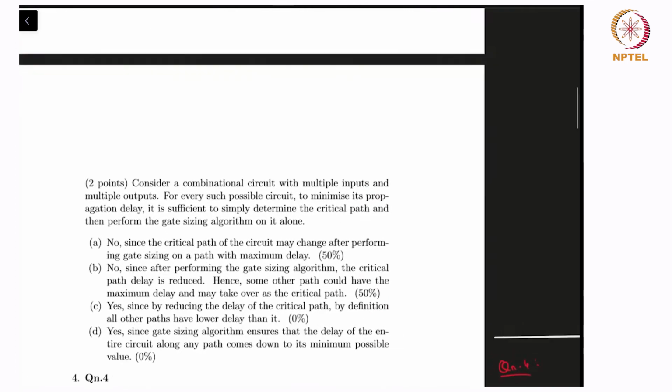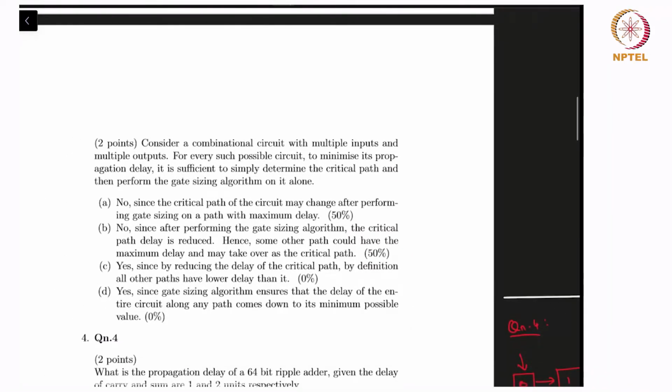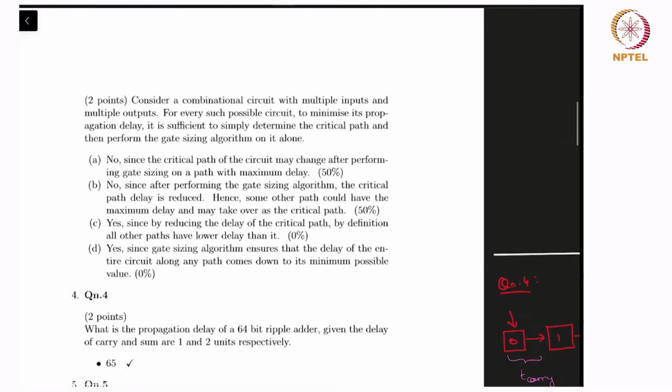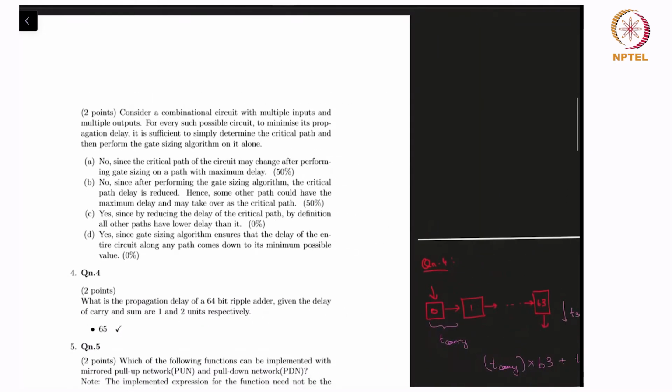In question 3, consider a combinatorial circuit with multiple inputs and multiple outputs. For every such possible circuit, to minimize its propagation delay, it is sufficient to simply determine the critical path and then perform gate sizing algorithm on it alone. So let's see which of these options are correct.